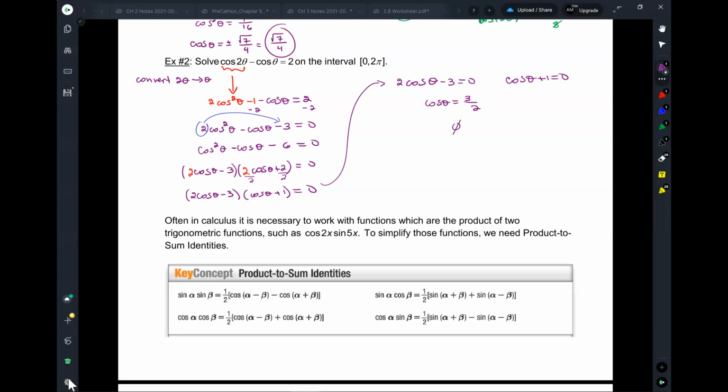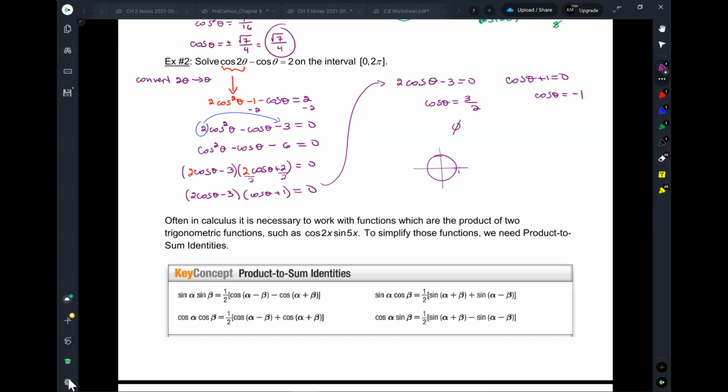Is it just for cosine? Sine or cosine? Sine and cosine, just those two. So if you did it on the quiz, was that right? Cosine theta equals -1. It's just so exciting.